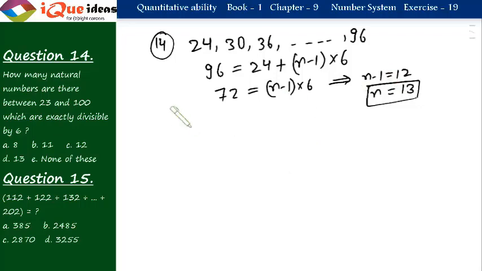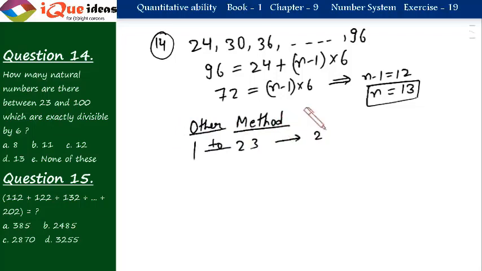Alright. Now if you apply the other method, so the answer is done. What about the other method? The other method says that here we need to count the multiples of 6 from 1 to 23. From 1 to 23, how many multiples of 6 are there? So 23 divided by 6. Now 23 divided by 6 would be 3 point something. So we take only the integer part because we are counting the numbers.